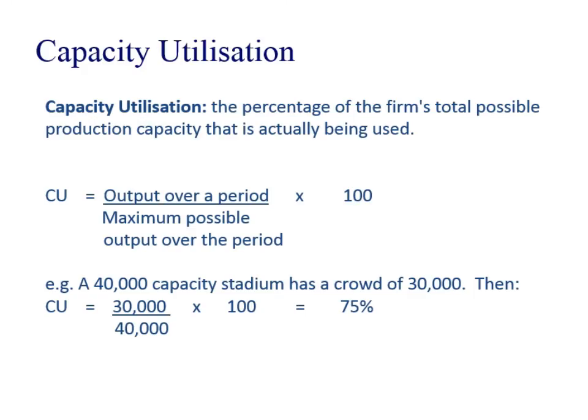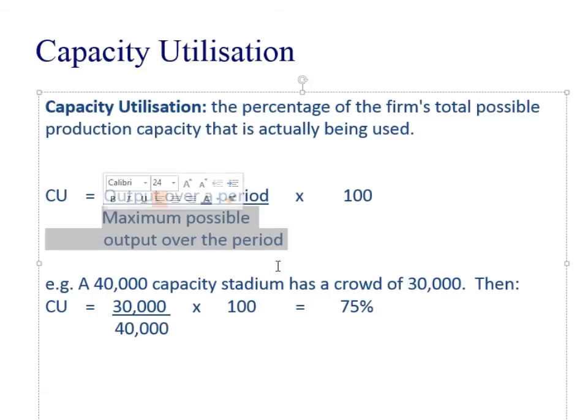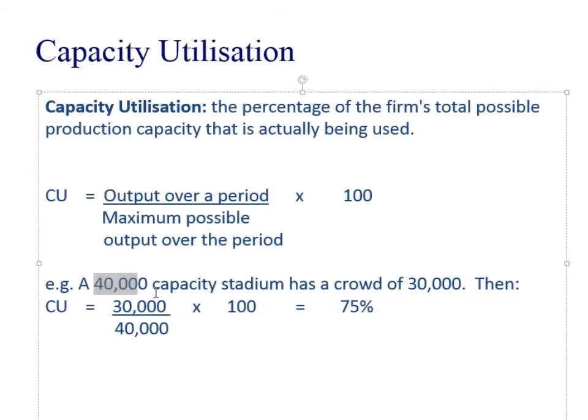Okay, last way of measuring productivity, I suppose, capacity utilisation. So it's the percentage of a firm's total possible production capacity that is actually being used. So it's the actual output divided by the maximum output they could be producing. So if we've got a stadium and it's got 40,000 seats and 30,000 are filled, then this business, whatever football club it is, is operating at 75% capacity utilisation.